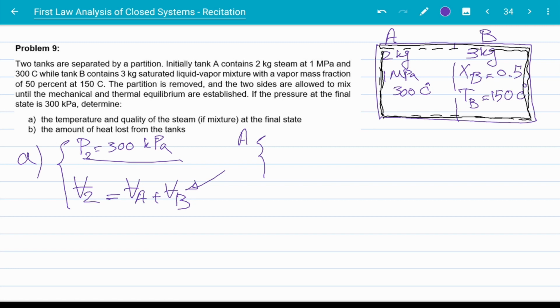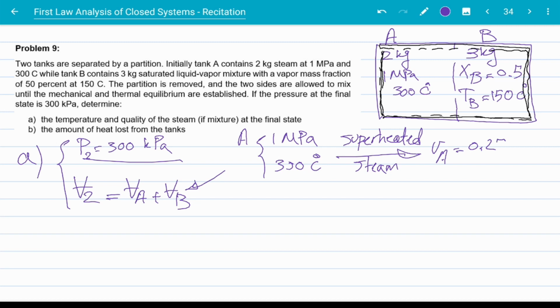For tank A, initially I had 1 megapascals and 300 degrees steam. Now, if I go check the tables, I would see that we are dealing with a superheated steam. So I can read the specific volume from the superheated table at 1 megapascals of pressure and 300 degrees Celsius. If I do, I see that specific volume is 0.25799 meters cubed per kilogram.